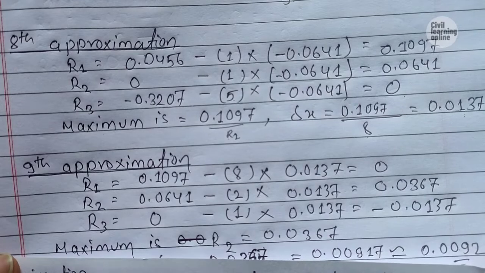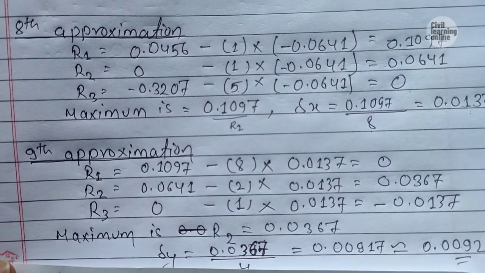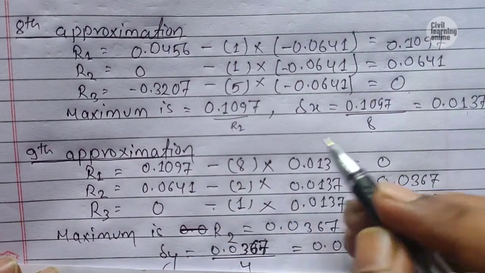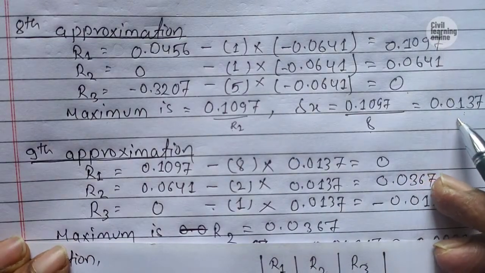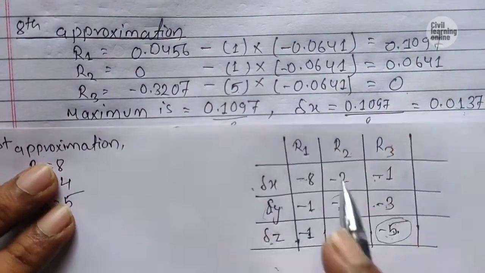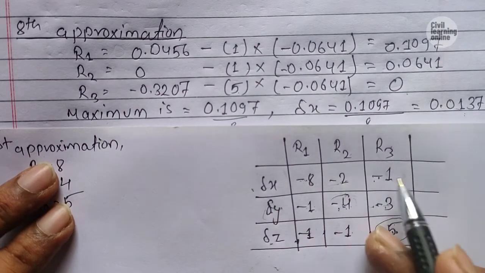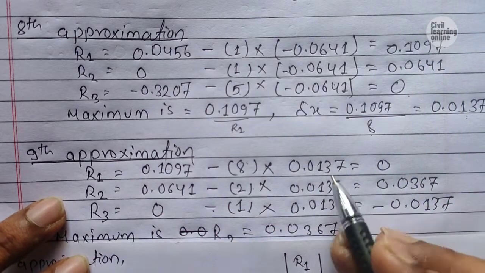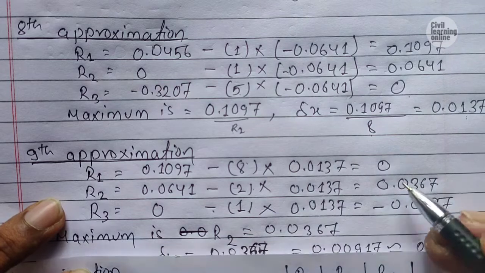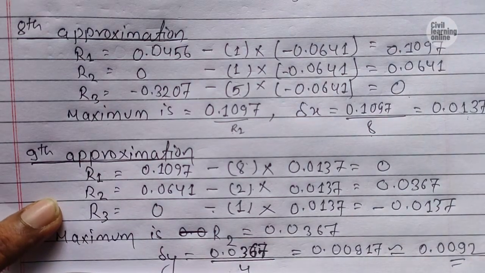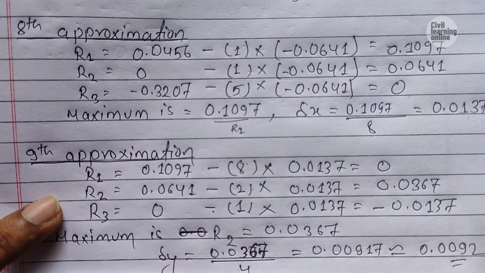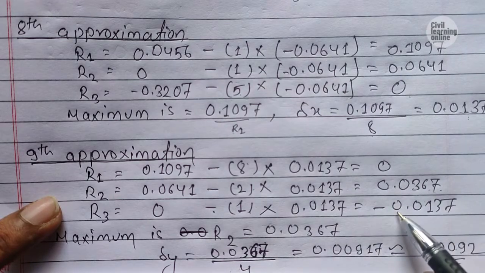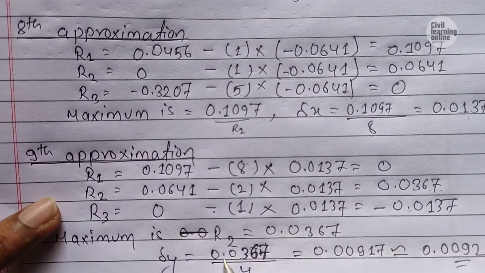In the 9th approximation again we will simply copy the values of R1, R2, R3 of the 8th approximation. Now minus sign, and in the 8th approximation we calculated del x. Among del x the values are 8, 2 and 1. So 8, 2 and 1, and multiply this by the value of del x, that is 0.0137 in every term. On solving this we will get this value, and again we will look for the maximum value among R1, R2 and R3. So the greatest is 0.0367, which is greater than minus 0.0137. So I have written it as it is.